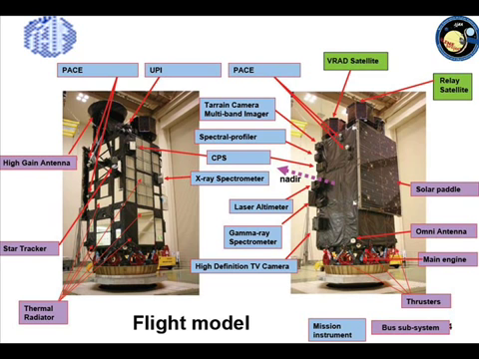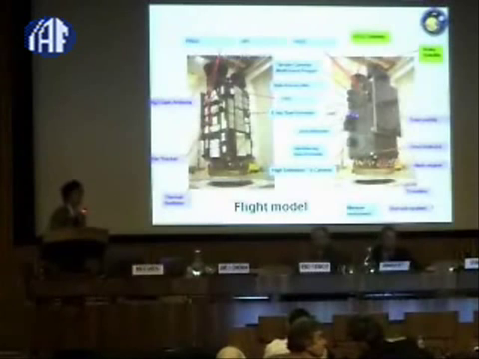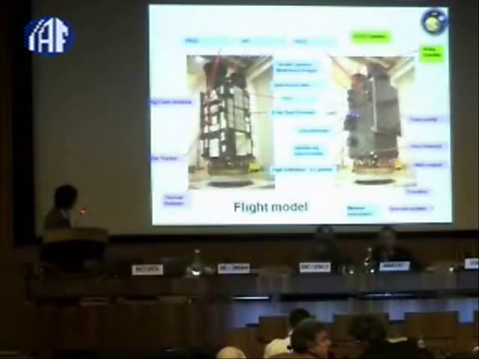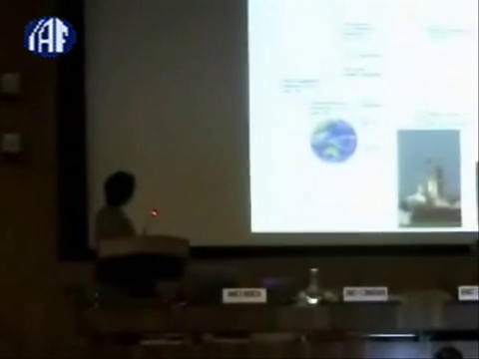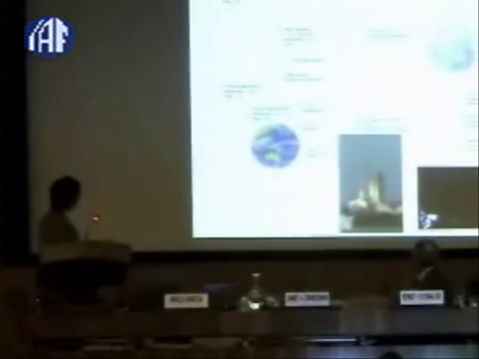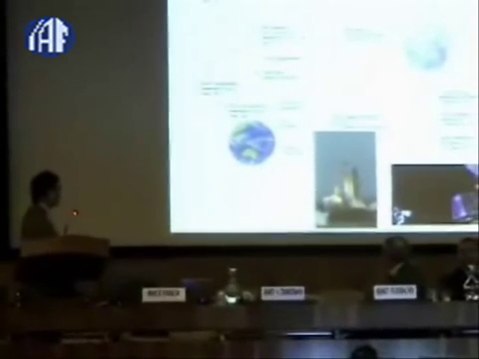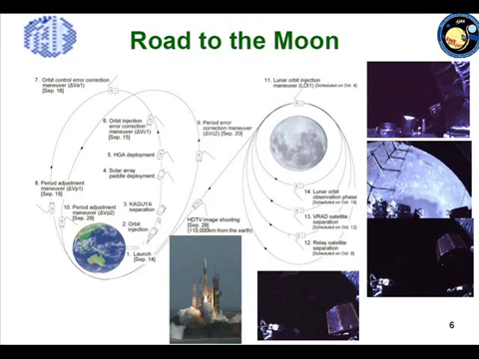And this slide shows the configuration of the onboard instruments. The blue ones are the mission instruments or scientific instruments, and others are the bus subsystems. So after the launch, that was September the 14th, we had phasing orbit like this twice around the Earth, and then we reached the lunar orbit. It took 14 days to get there, and here is the lunar orbit insertion, the LOI.